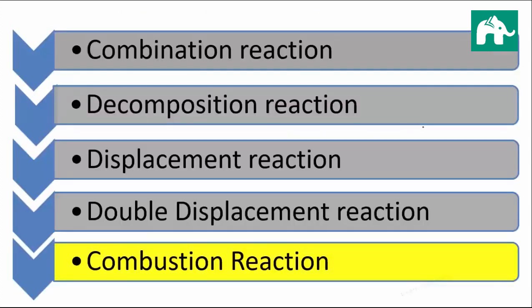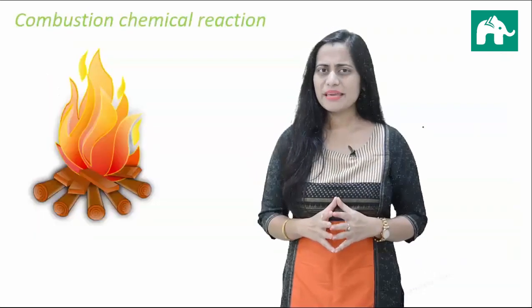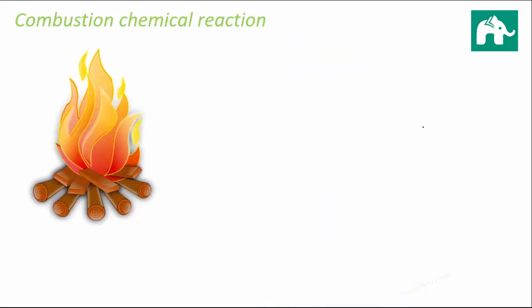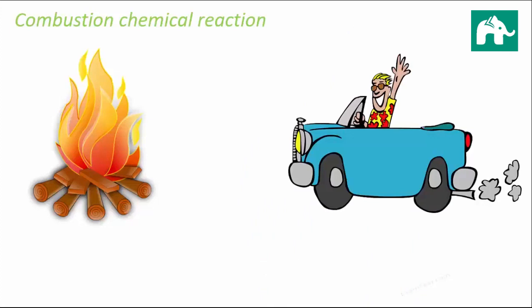Let's now move ahead with the last type of reaction, that is combustion reaction. Combustion means burning something. It could be a material like wood, it could be a fuel like petrol or diesel. So basically, when a combustible material, a material that catches fire and burns easily, reacts with an oxidizer to form a product, that is what we call combustion. So examples of combustible materials are wood, diesel. These are all examples of combustible material.